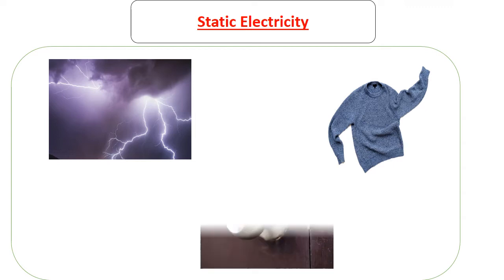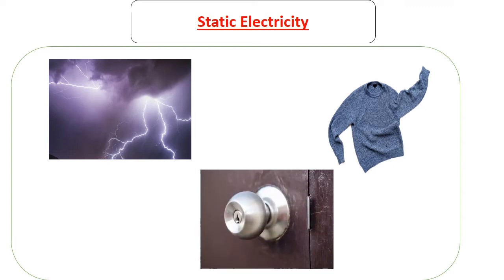Another situation is lightning, which we are going to explore in detail soon. The other situation is when you are stepping on a carpet, then you touch a doorknob. So you're going to experience some charge, some electricity. That is as a result of charge which is stored, static electricity.